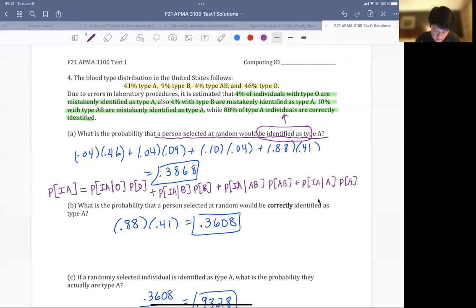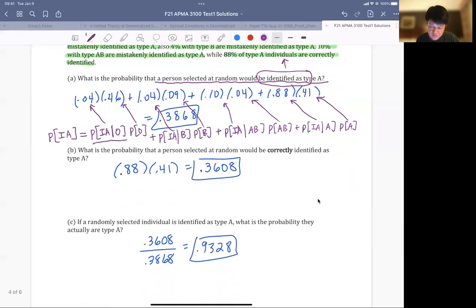Now we can do the plug-in. The probability of IA given O is the probability that the person actually has type O but is identified as A. This is the first sentence: 4% of individuals with type O are mistakenly identified as type A. So this is 0.04, multiplying the probability that the person actually has blood type O, which comes from the underlying blood type distribution, 46%. You plug in these other terms one by one, and then you do the calculation. All right, so this is the first question.